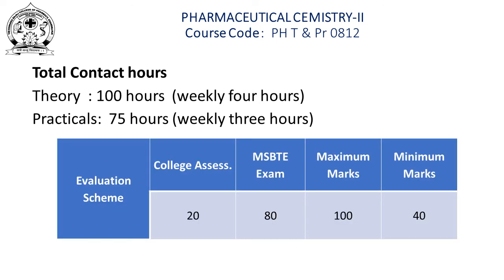Next, we will see the evaluation scheme of Pharmaceutical Chemistry 2. Here, 20 marks are internal marks, that is sessional marks, and 80 marks will be scored through board exams, MSBTE exams, 80 marks, total 100 marks. The minimum marks to pass this course is 40.